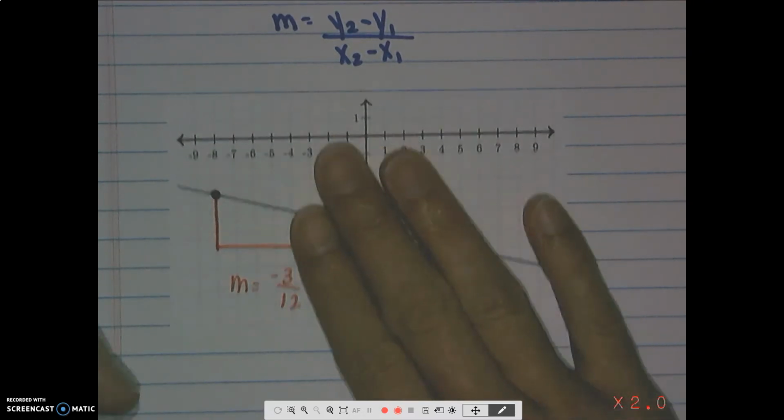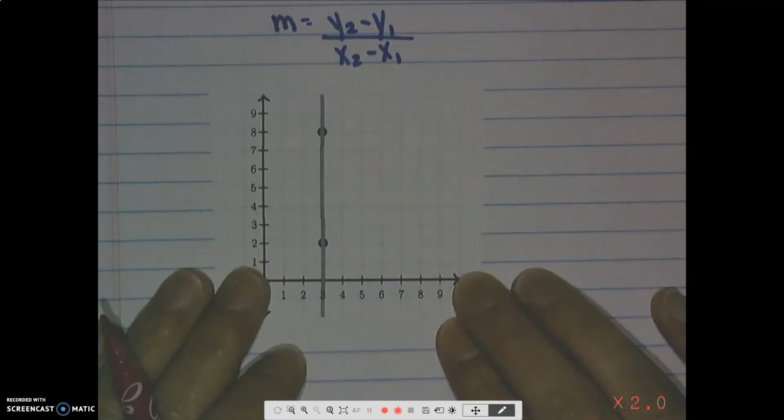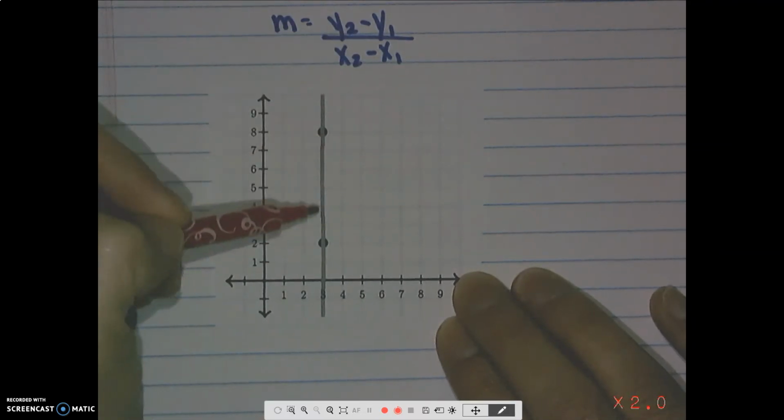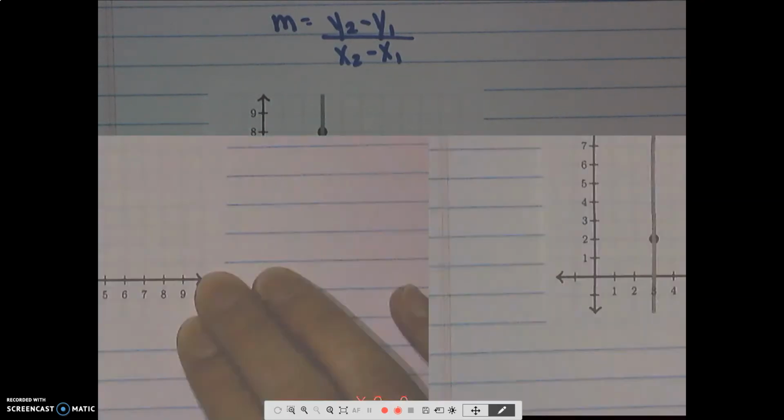Let's take a look here. With any of these, it could be the case that you are using this formula. You could figure out the coordinates of these points and do that. But if it's graphed, I honestly think that it's easier to count rise over run. And then simplify that fraction if necessary.